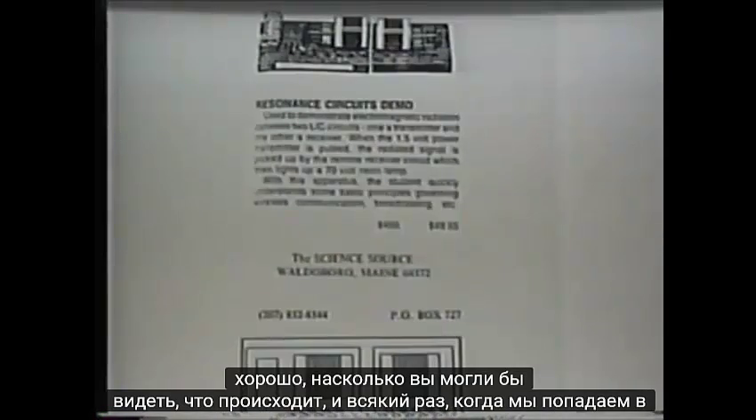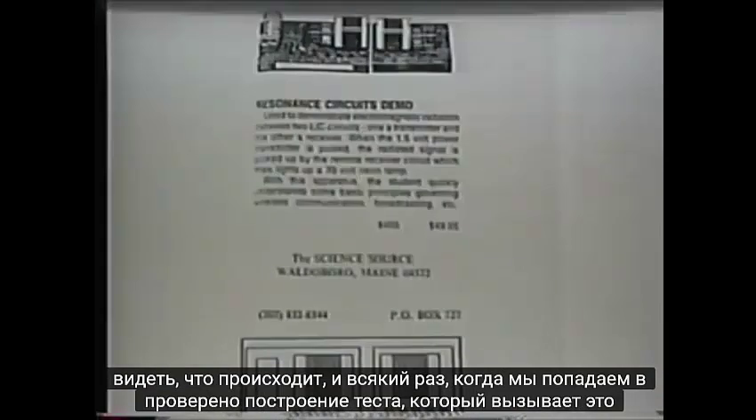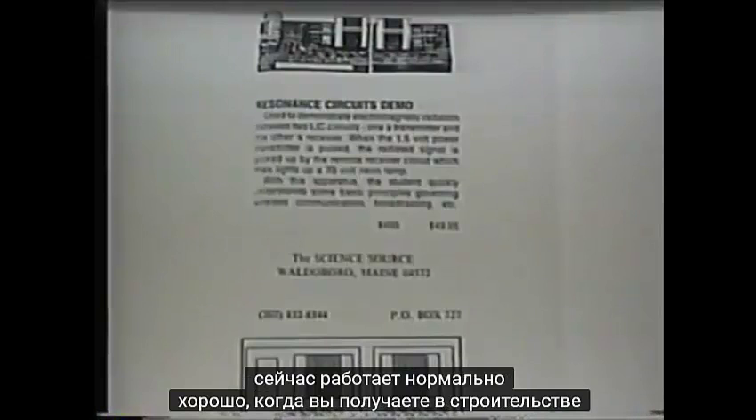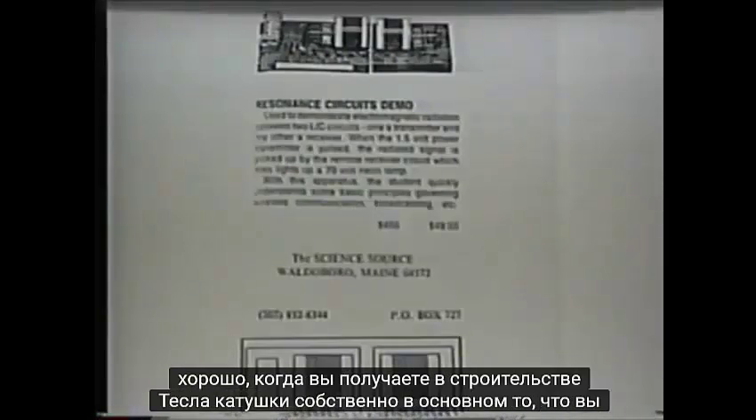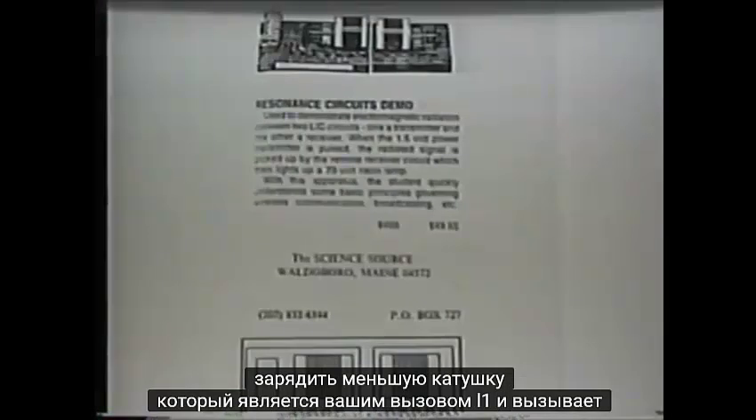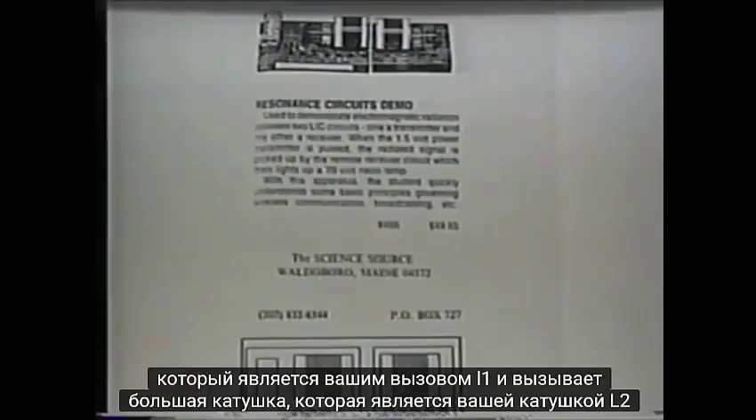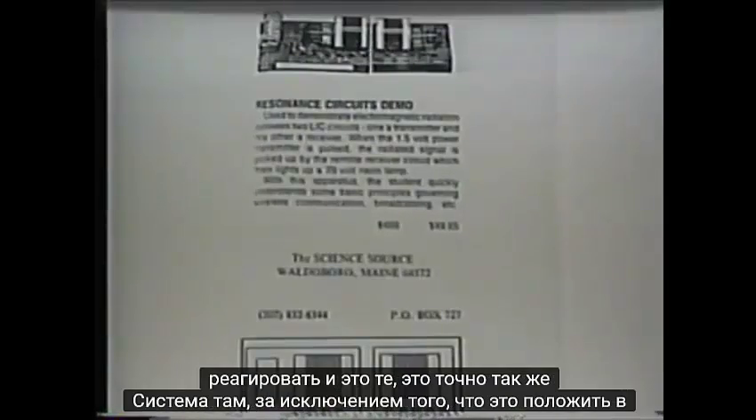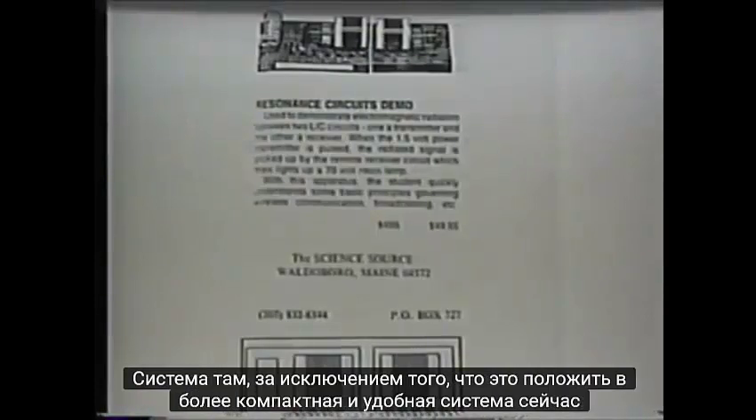And whenever we get into building the Tesla coils, this is working okay now? Okay. When you get into building the Tesla coils proper, basically what you're doing is energizing a smaller coil, which is your L1 coil, and causing a larger coil, which is your L2 coil, to react. And it's the exact same system there, except that it's put into a more compact and convenient system.